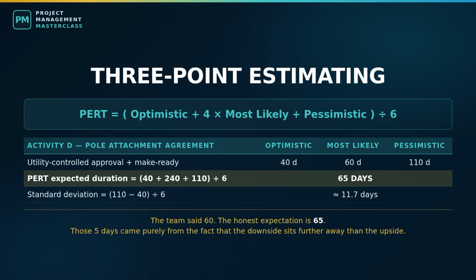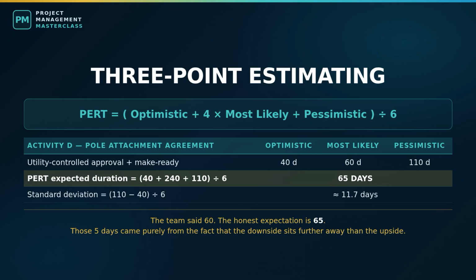3-point estimating fixes this. Instead of one number, you ask for 3. The optimistic case, where everything goes right. The most likely case, a normal run with normal friction, and the pessimistic case, where it goes badly, but plausibly, not an earthquake, just a bad, realistic run.